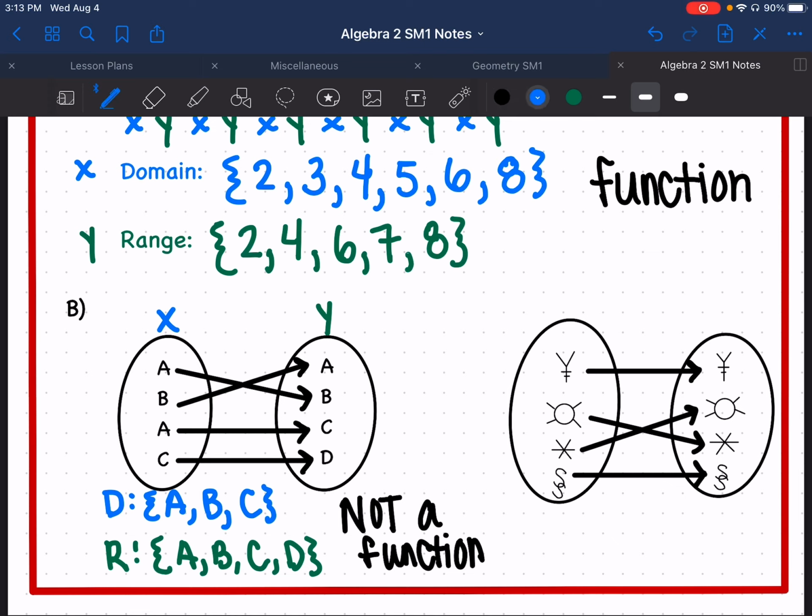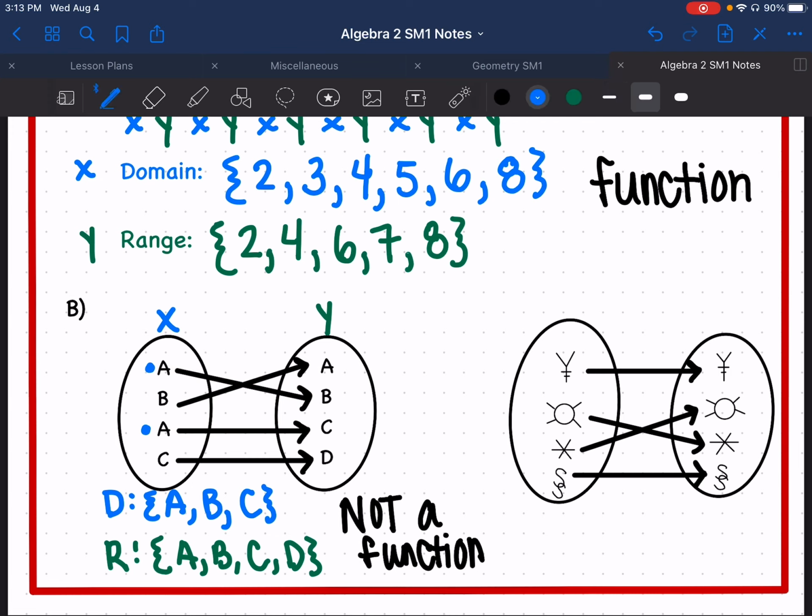This is not a function because the letter A repeats. The letter A is going to the letter B right here. The letter A is going to the letter C right here. Not a function. All right, let's take a look at the one with the symbols.